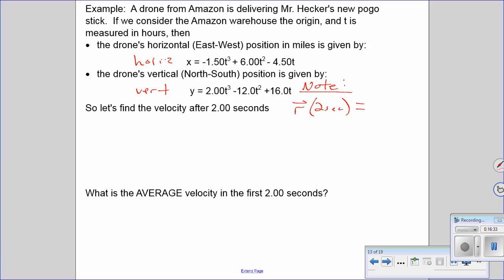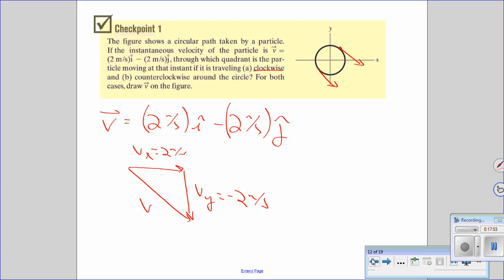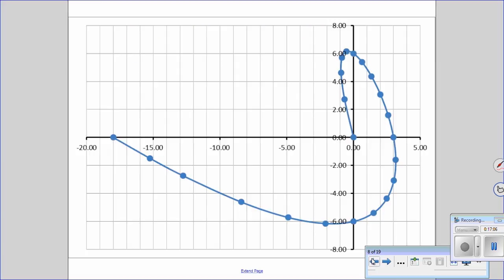So if you plug 2 in, your x position ends up being, somebody have it? I can flip back in the slides, but what is it? 3. So I'm going to get 3, what are my units here? In miles. So 3 miles times i plus 0 is the y. So 0j, I guess you don't really have to write it. But there's your position after 2 seconds. Make sense? So that was on my map. It looks like that's right here, right? t equals 2, because that's where the x is 3 and the y is 0. Follow? All right, so now let's find the velocity.